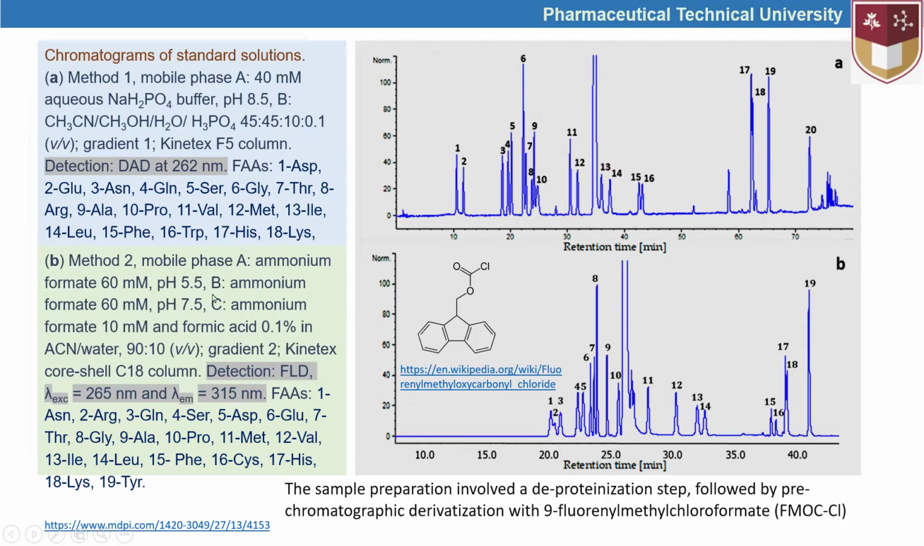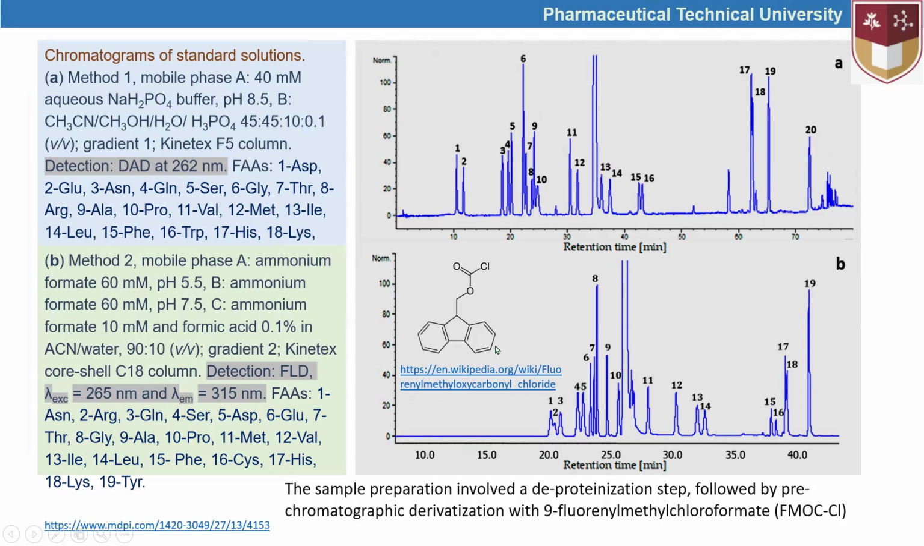In the second case, mobile phase A included ammonium formate, 60 millimolar, pH 5.5, and B has ammonium formate, 60 millimolar, pH 7.5, and C bottle has ammonium formate 10 millimolar and formic acid 0.1 molar in acetonitrile and water with the ratio 90 to 10, 9 to 1, volume ratio. In both cases, I think gradients were used. We are going to talk about gradients a bit later.